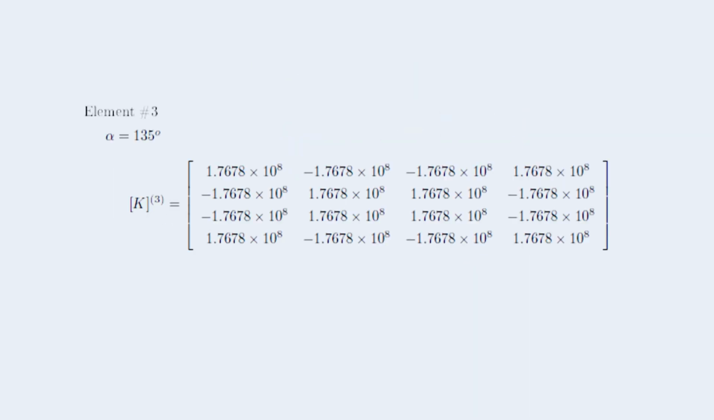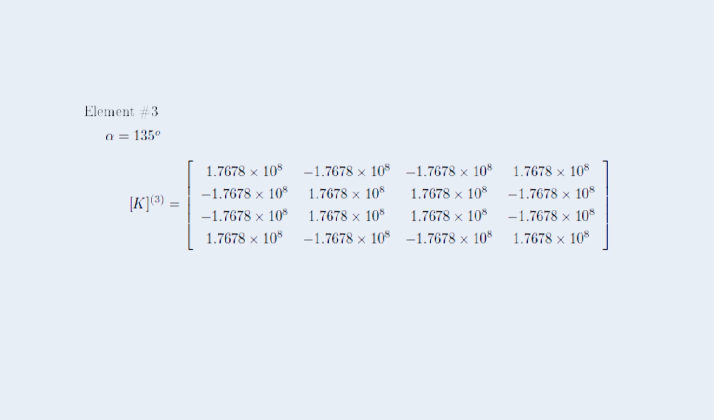Okay, so this is element 3, well, it is fully populated at alpha equal to 135 degrees, starting from 1.7678, 10 power 8, and so on. Essentially, it seems to be the same value, because it is either cos square alpha or sin square alpha. When alpha is equal to 45 degrees, they are all the same, either plus or minus, right? So that's why you have 1.7678 plus or minus. So these are 3 elements, and then these have to be assembled.